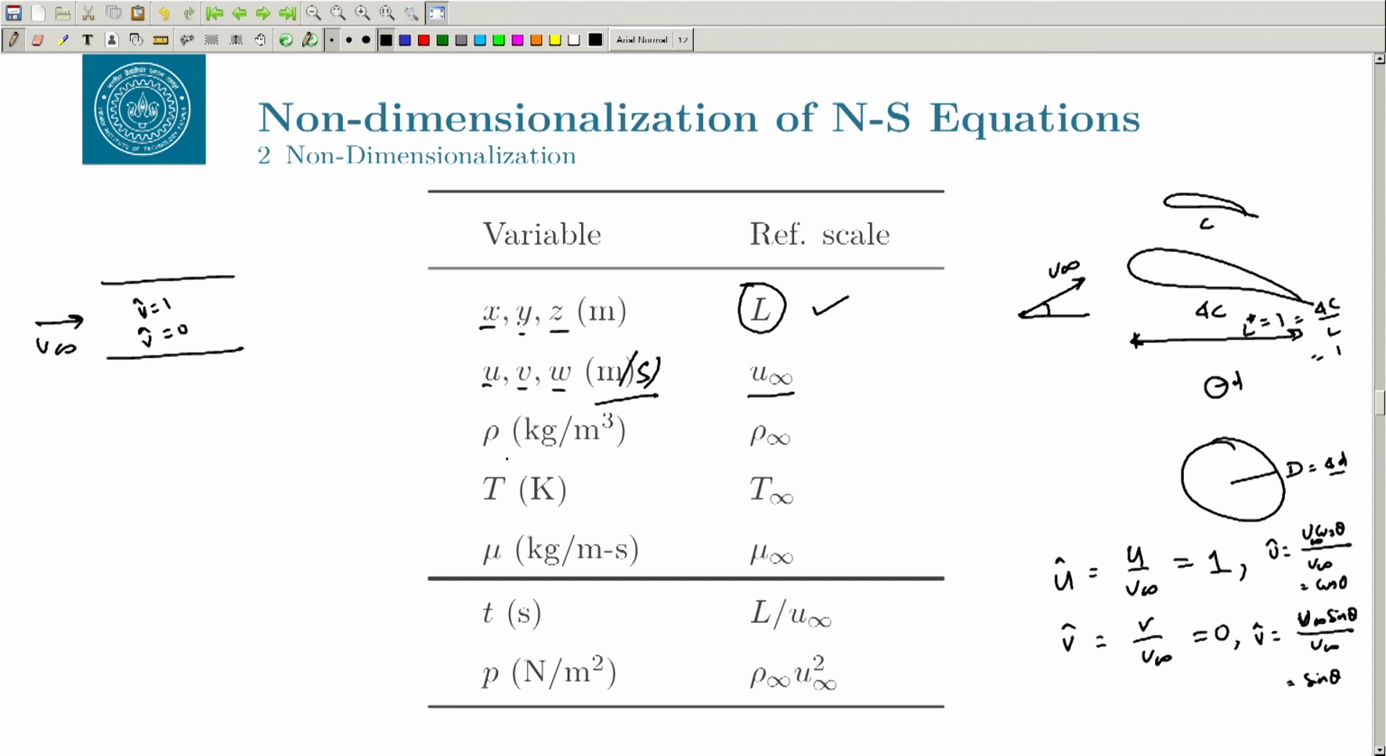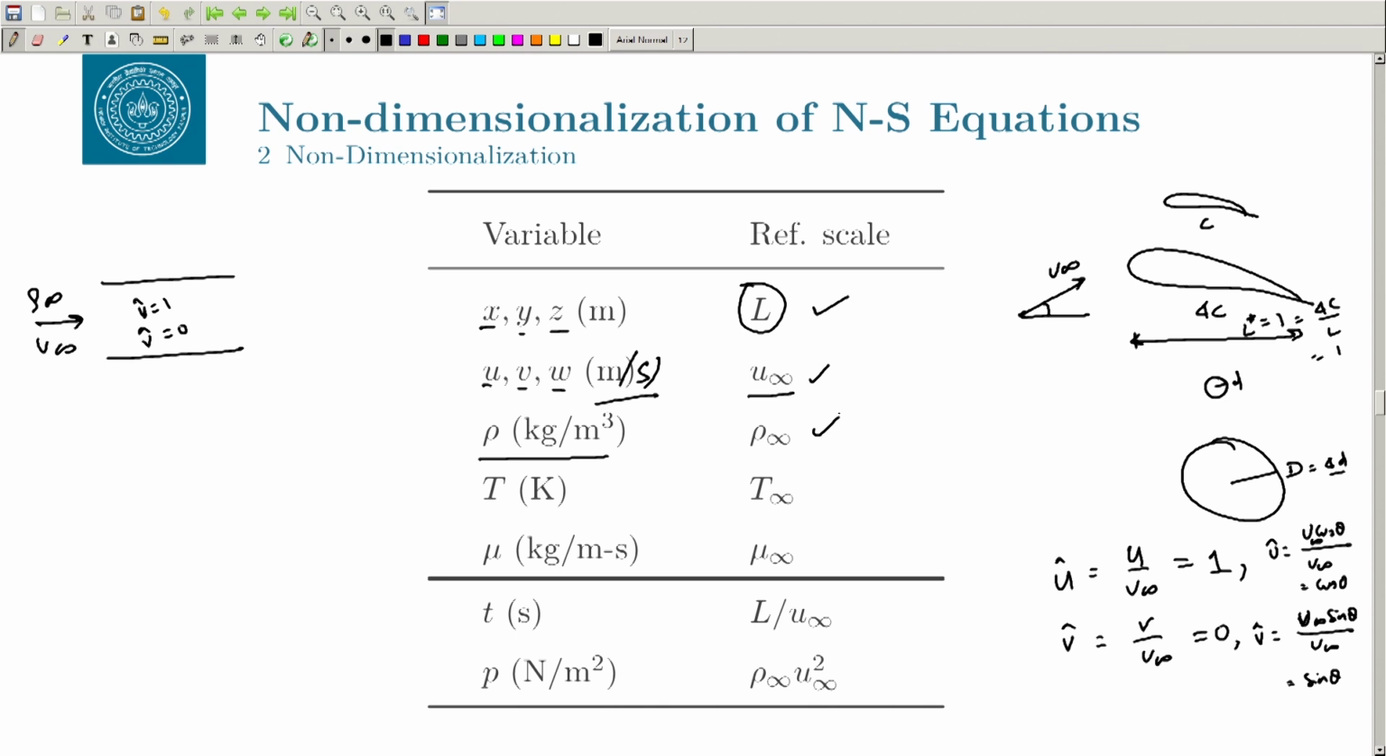The third is your density. You can non-dimensionalize the density also based on the free stream quantity, that is, rho infinity. This is just a reference scale I am giving. You need not use this same reference scale. You can use any reference scale that you like.